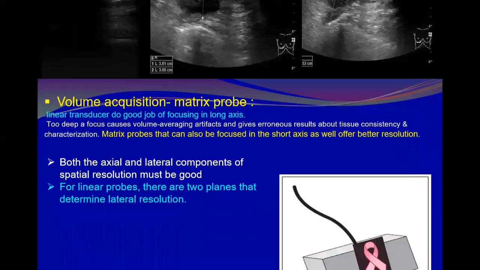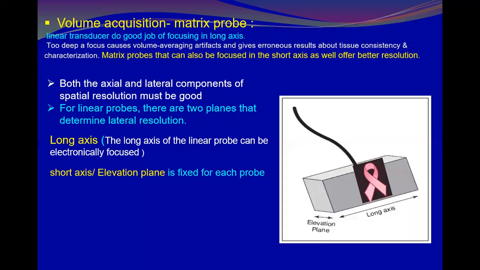Okay, so to understand something about the resolutions, especially the spatial resolution of the transducer. The transducer has a long axis and a short axis or elevation plane. Usually the long axis can be electronically focused. However, the short axis is usually fixed for each probe. And these are affecting the lateral resolution, and we'll see together what the lateral resolution is.